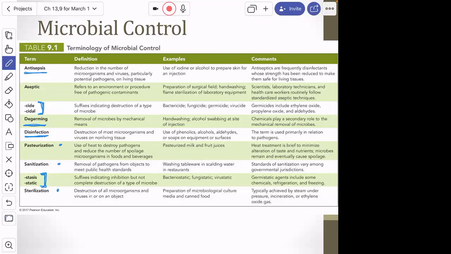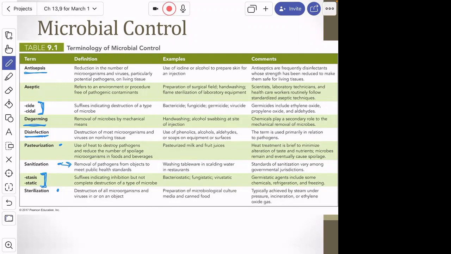Pasteurization is actually a kind of sanitation. It's reducing the number of microbes. We're going to talk about that in a little bit more depth. Sanitation, again, is removal of pathogens. We're reducing the number of pathogens, typically to meet some kind of public health standard.